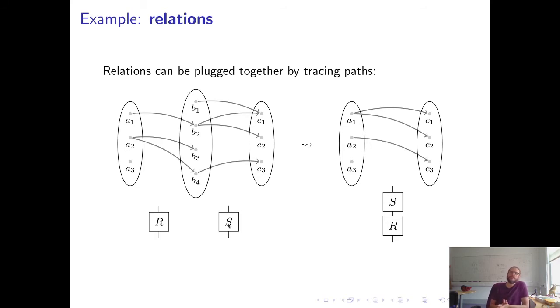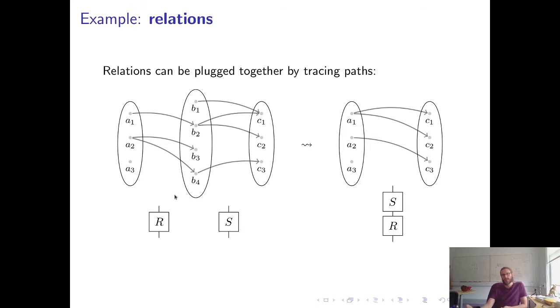Okay, so relations can be plugged together. As soon as we have these boxes and wires, we want to know what happens when we plug wires together. And what happens with relations is we can plug them together just by tracing the paths. In this case, I have two relations, R and S. This relation R first relates A1 to B2, and then S relates B2 to C1 and C2. So when I plug R with S, I get this relation, and what it does is it relates A1 to C1, and it relates A1 to C2, and so on.